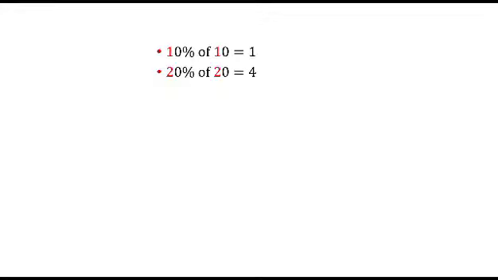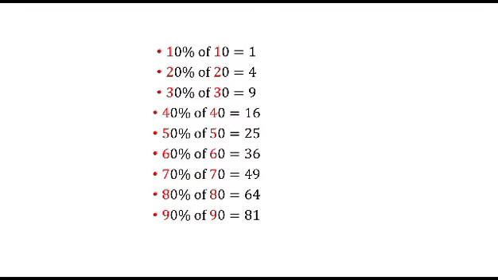20% of 20, same, 2 times 2, that gives you 4. So what will 30% of 30 be? Obviously, that's 9, and it follows.